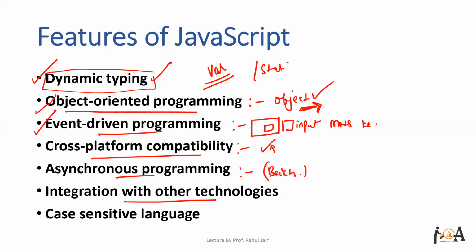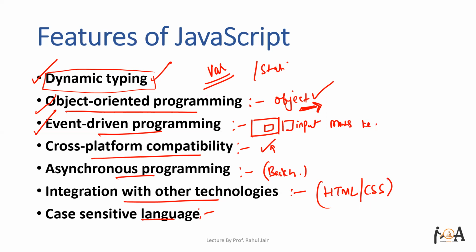And integration with other technologies. You can write JavaScript code with HTML, with CSS, right? And it is important. You can integrate your code into this HTML and CSS. So integration is there with other technologies. And case sensitive. If some keywords you need to write in lowercase, you have to keep that in mind. If some keywords you need to write in uppercase, you have to keep that in mind. It means that it is a case-sensitive language.